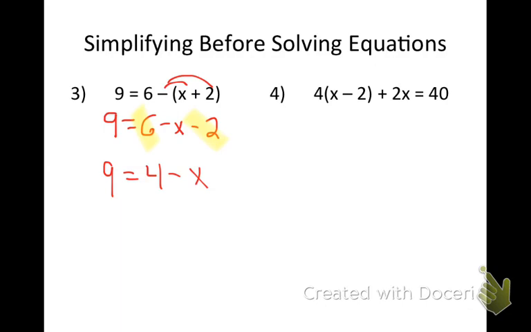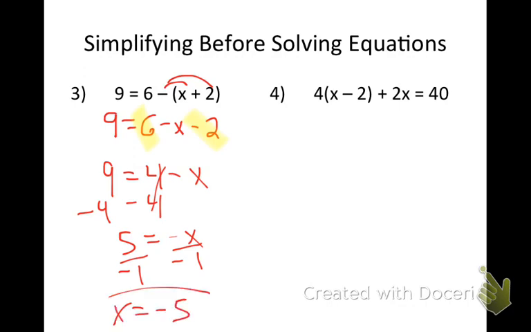What would be my next step? Subtract 4. So I have 5 equals negative x. What's my last step going to be? No, I can leave my x over there. Divide by the negative 1. So there's that negative out in front. I want to divide by negative 1. That gives me an answer of x equals negative 5.